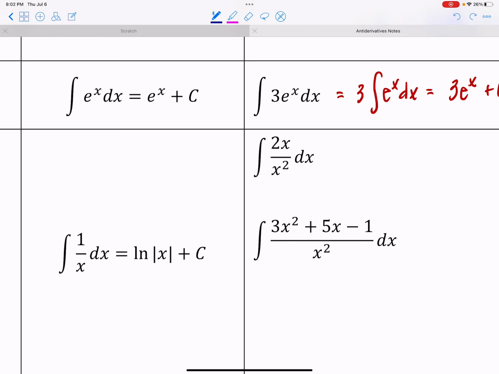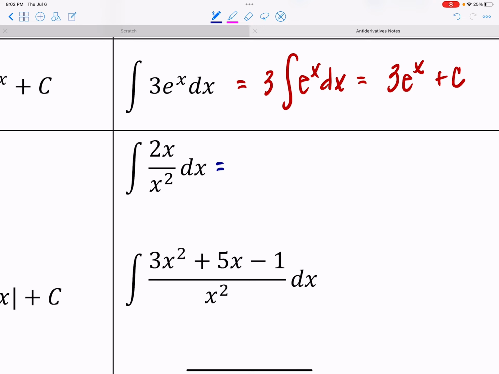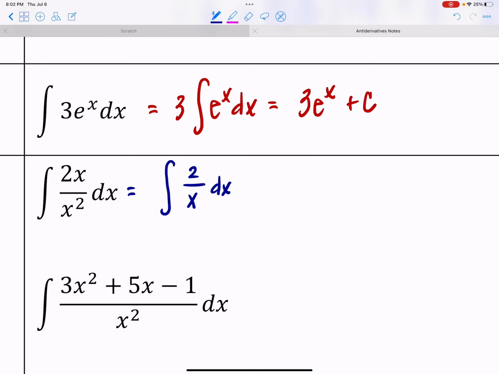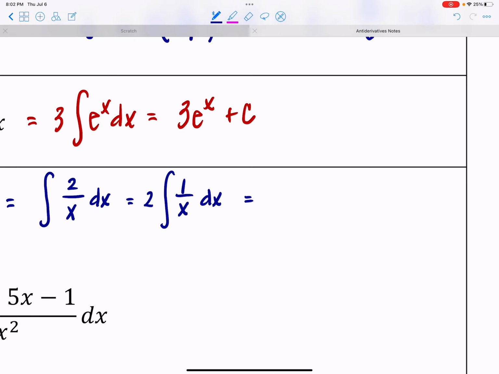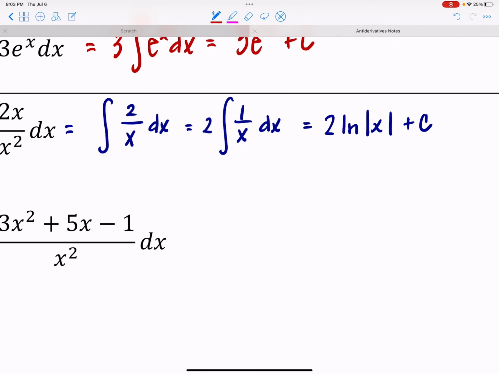So on this one, this does not look like 1 over x yet, but this can be reduced. So if I reduce out the common factor of x, then I have 2 over x dx. And this is close to 1 over x, but it's being multiplied by 2. So this is really the same as 2 times 1 over x dx, and there it is. So it's 2 times the natural log of x plus c, and x in absolute values to be proper. Okay, kind of similar on this one.